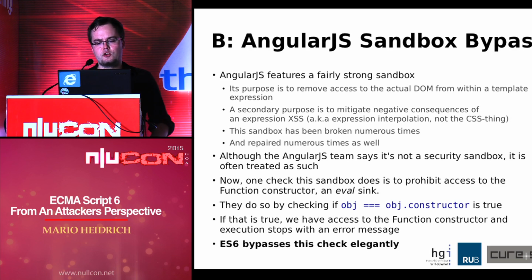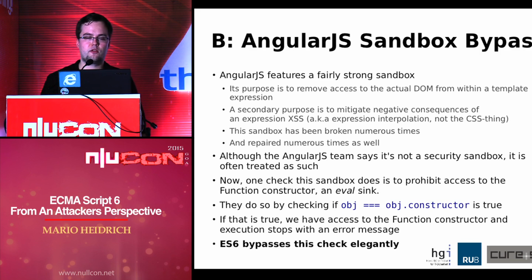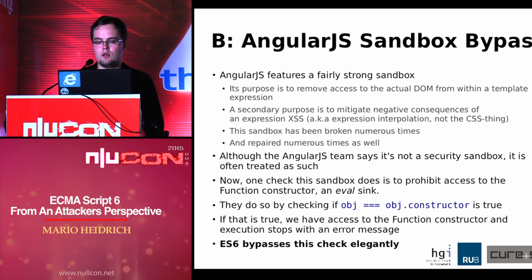And to make sure that it's not the function constructor, they say, all right, if object equals its own constructor, then it has to be function. And then they say, if it's function, we will not execute it, we will show you an error and say, no, this is not possible, might be a sandbox violation. And they will deny your request of executing that code. It's a fairly simple but very, very effective check. And so far, no one managed to bypass this check.